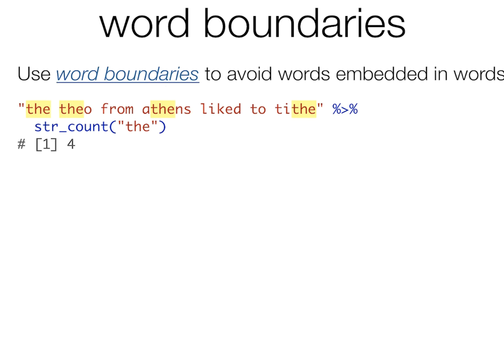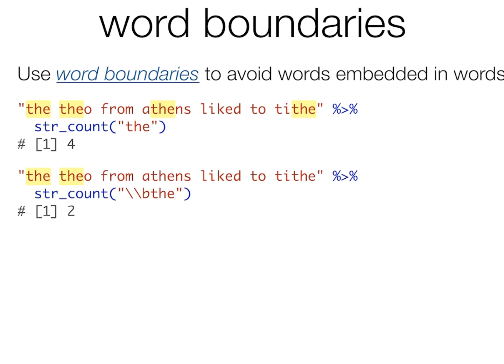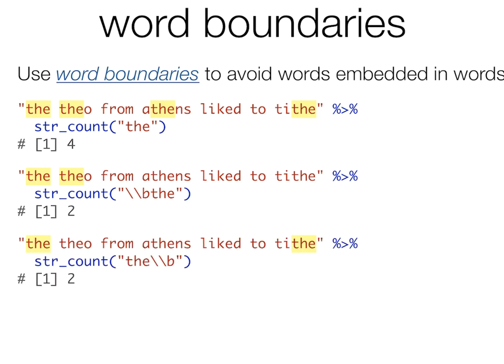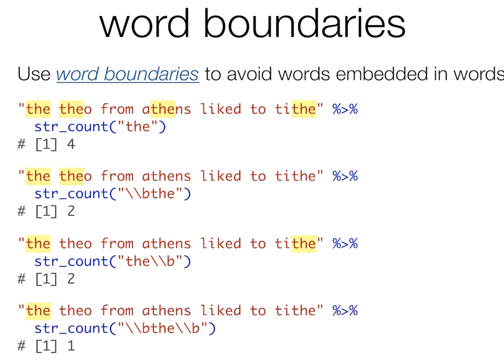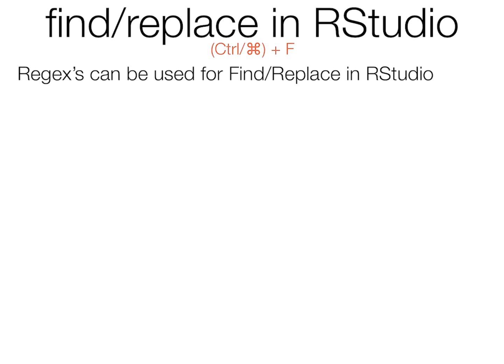To insert a word boundary, you use \b where you want the boundary to be. So here I have \bTHE. That says there's a word boundary followed by THE, and it matches the and Theo since those are the places where that occurs. Of course, I can put the \b anywhere. So I could put it at the end of the regular expression where it's THE\b. I would match the and then tithe, or I could put it on both sides where I only match THE.